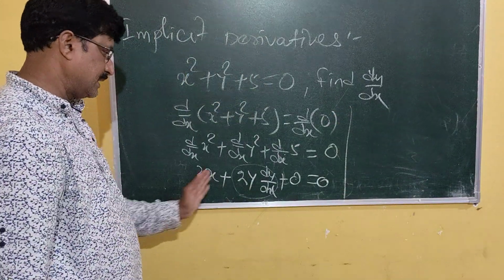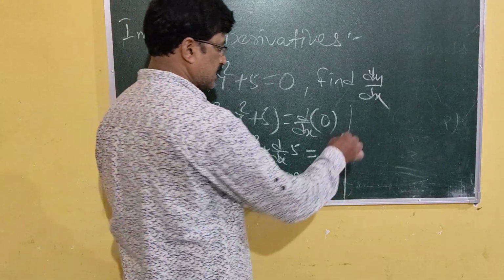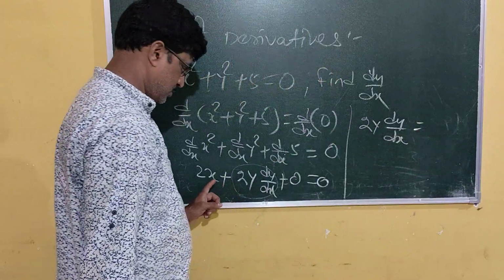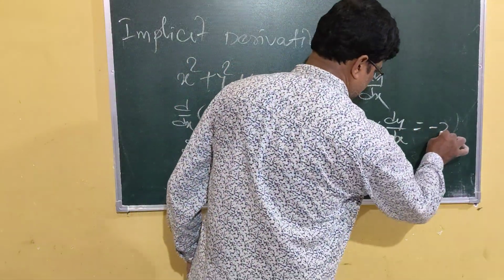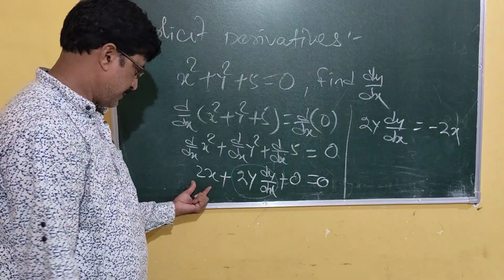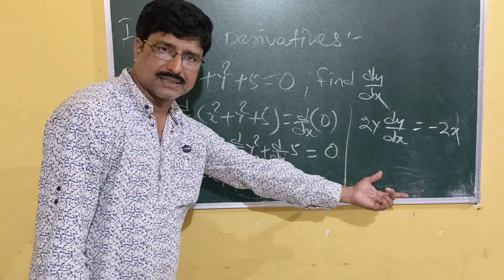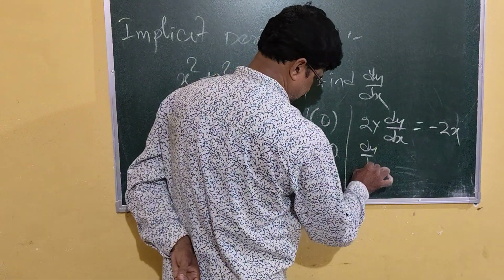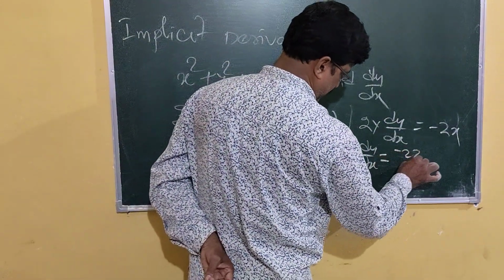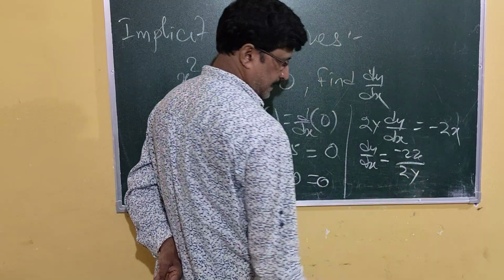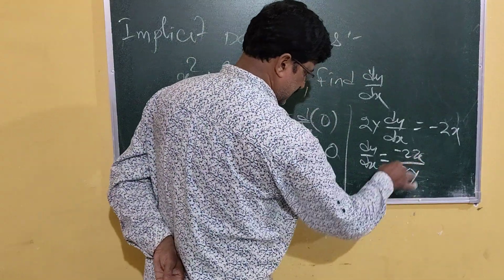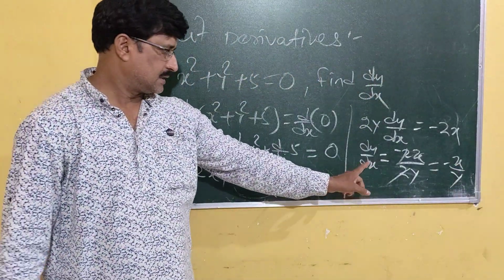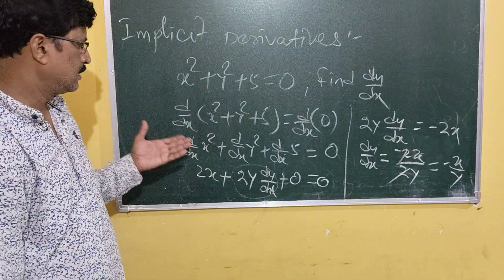Then keep this one on the left side, taking the others on the right side. That means 2y dy by dx is equal to minus 2x. I have taken this 2x to the RHS, so it becomes negative. So dy by dx is equal to minus 2x by 2y. Cancelling 2, it becomes minus x by y. This is dy by dx: minus x by y.